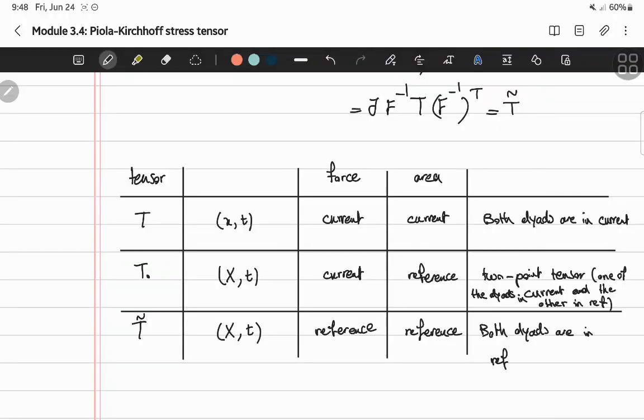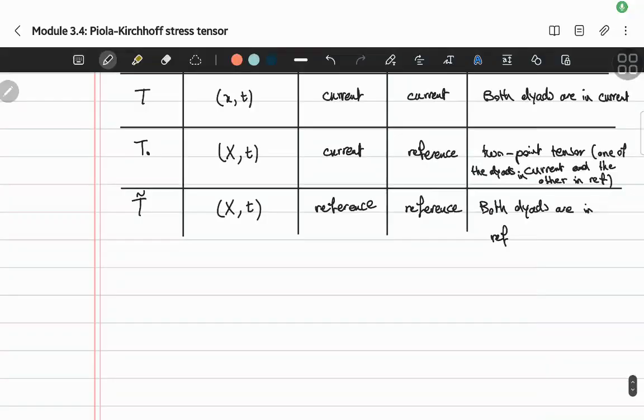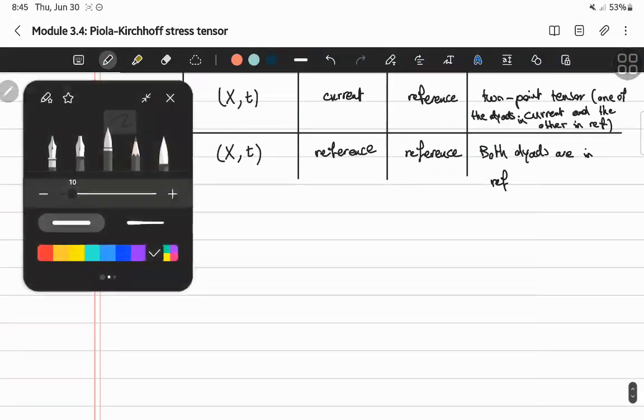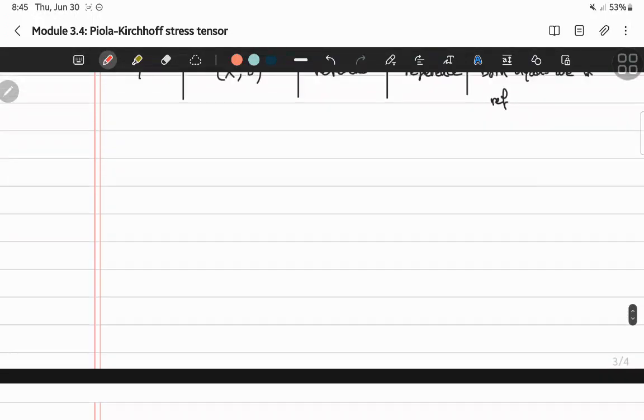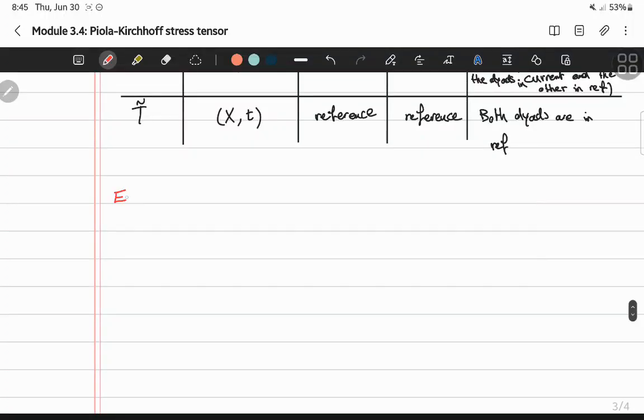This is also a very nice kind of table that recaps everything about the Cauchy stress tensor, first Piola-Kirchhoff, and the second Piola-Kirchhoff stress tensors. We have an important example in here, which I would like to mention. So this example is the example 4.10.3 in the book.